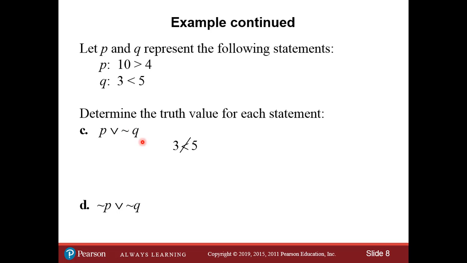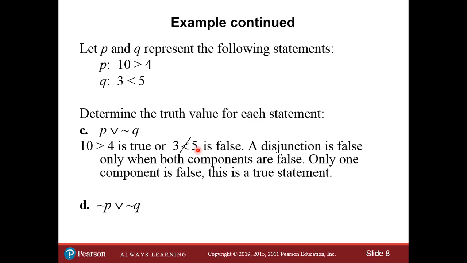Okay, so not Q is saying that 3 is not less than 5, which is a false statement because it clearly is. And so even though not Q is false, P is true, and as long as one of the two statements is true, then we have a true statement. Now here, both P and Q are true, which means both of these are false, which means, in this case, the or statement, the disjunction here, is false.